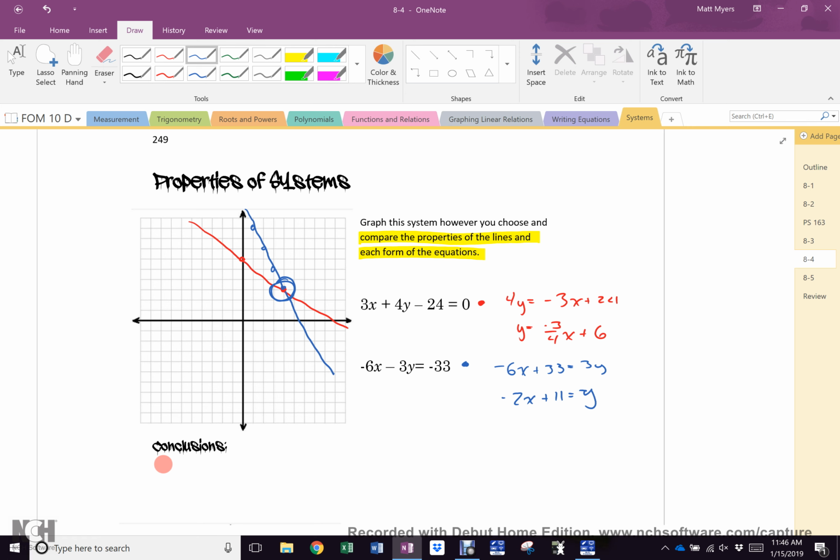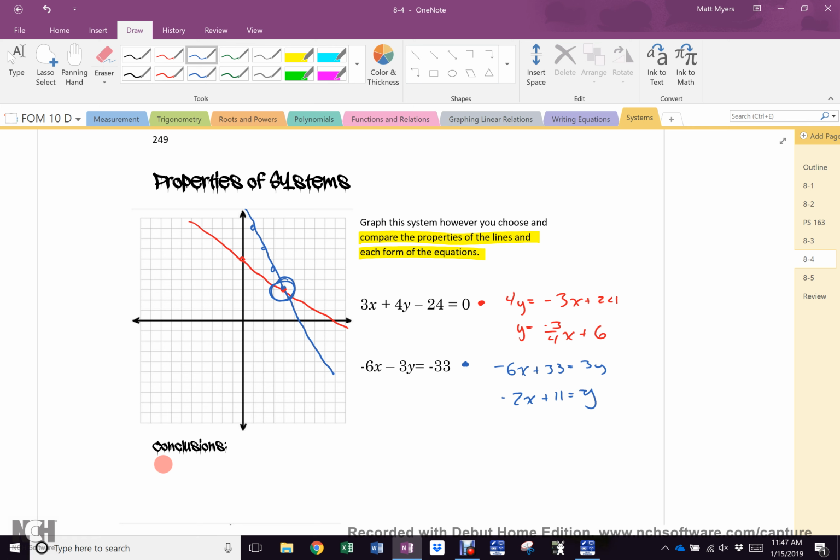Each line by itself is very easy to explain the properties of, yes? But I do not want the properties of each line. What is this section called? Properties of systems. So what can you tell me about the system? Remember, a system is a group of at least 2 equations, and automatically a group of at least 2 lines. Joseph.